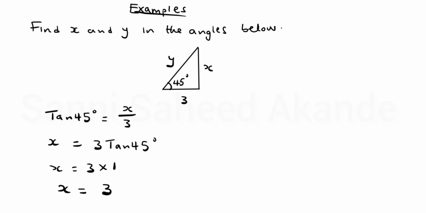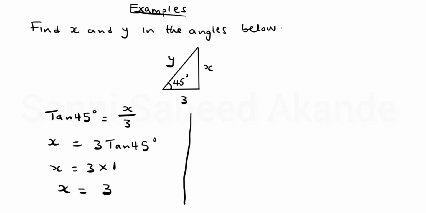Alright, so now let's find y. Now that we know two sides of this triangle, side 3 and x, which is also 3, we can go ahead and find the side y using Pythagoras theorem. And if you don't want to use Pythagoras theorem, you can still follow the first method that we followed to find the value of x. But I'm going to use Pythagoras theorem now.